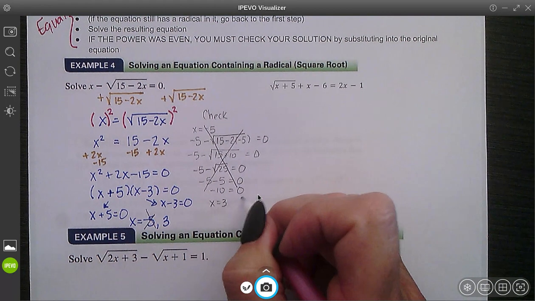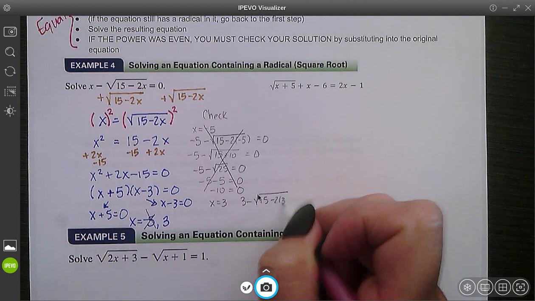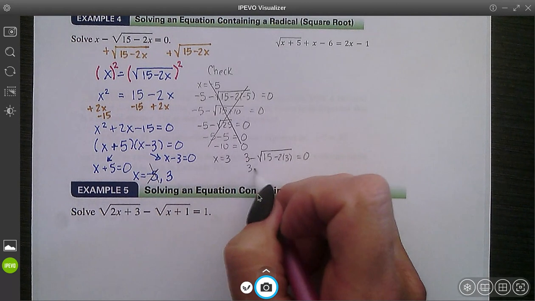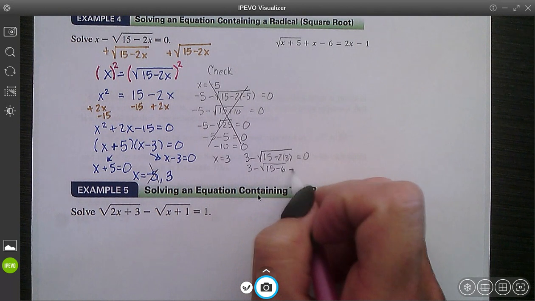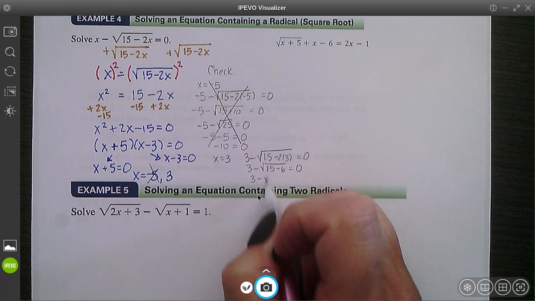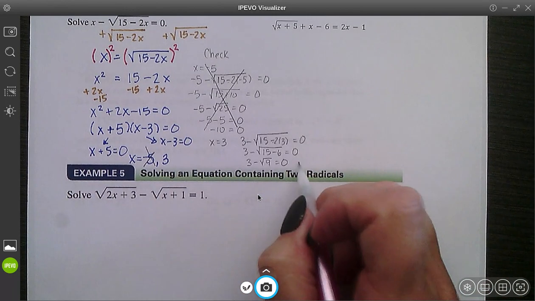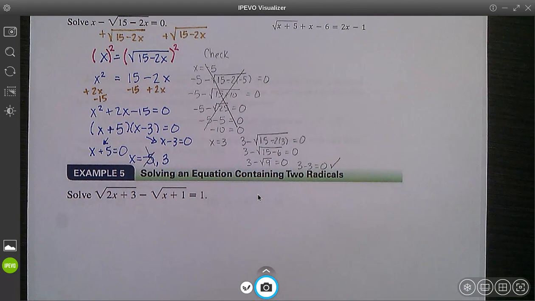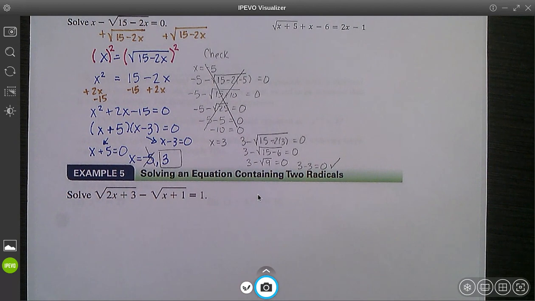Now let's check x equals 3. So I get 3 minus the square root of 15 minus 2 times 3 equals 0. So that's 3 minus the square root of 15 minus 6. And 15 minus 6 is 9. So I got 3 minus the square root of 9 equals 0. Square root of 9 is 3, so I have 3 minus 3 equals 0, which does work. So x equals 3 is the only solution to that equation.